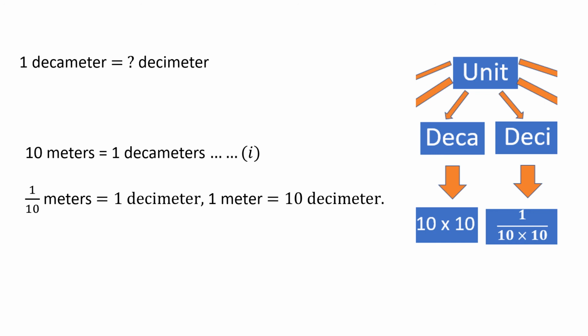So 10 meters is actually 1 decameter, and 1 divided by 10 meters is actually 1 decimeter. That is why 1 meter is equal to 10 decimeters, right? That means 10 times 10 decimeters equal 1 decameter. That's the answer. 1 decameter is actually 100 decimeters. So that's all. Actually, this picture should be the first picture. I misplaced that one because it is area related, but this problem is not area related. It should be 10 and it should be 1 divided by 10.